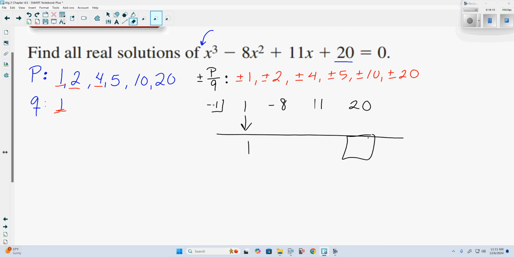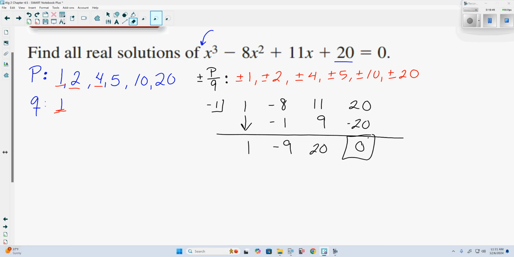Then we'd go negative 1 and do the same thing. Negative 1 times 1 is negative 1. Negative 8 plus negative 1 is negative 9. Negative 1 times negative 9 is 9. 11 plus 9 is 20. Negative 1 times 20 is negative 20. And negative 20 plus 20 gives us 0. So negative 1 is the first solution that we have.